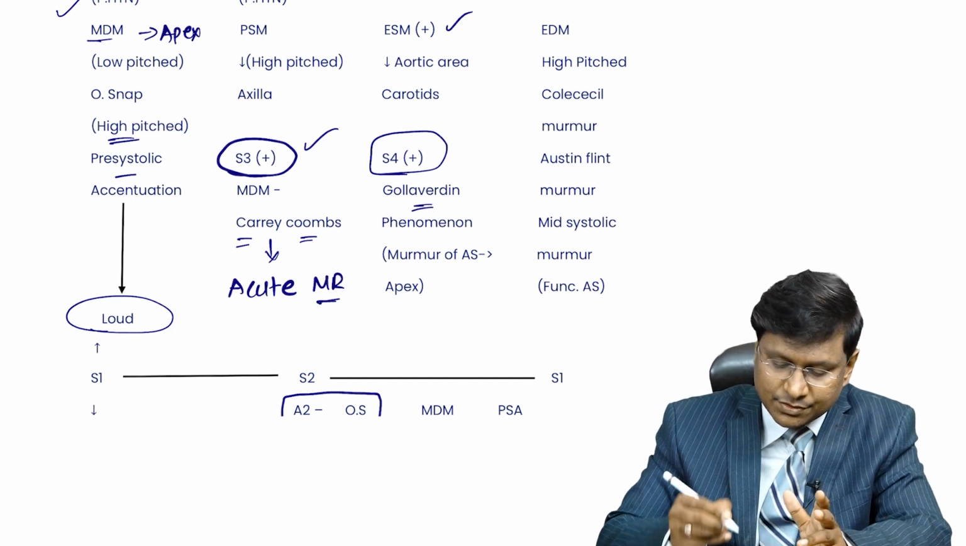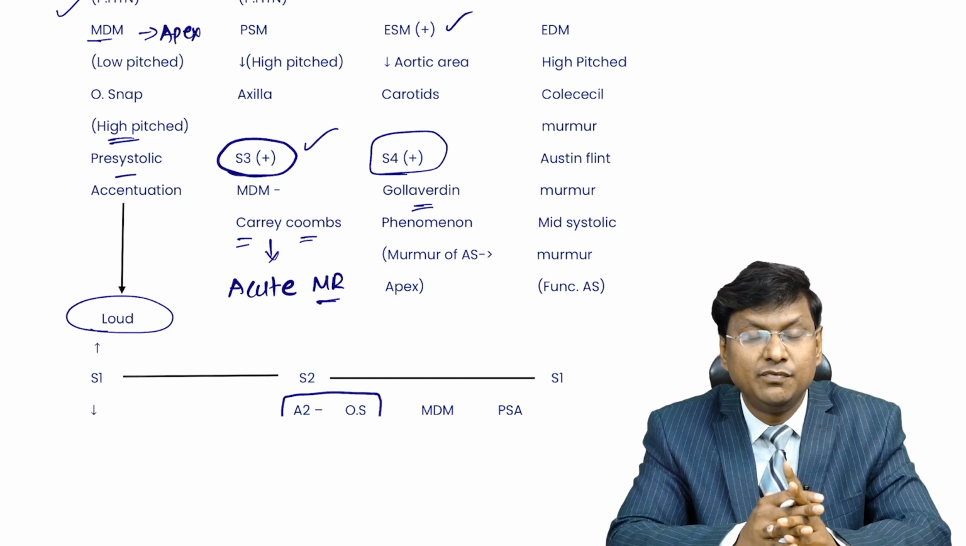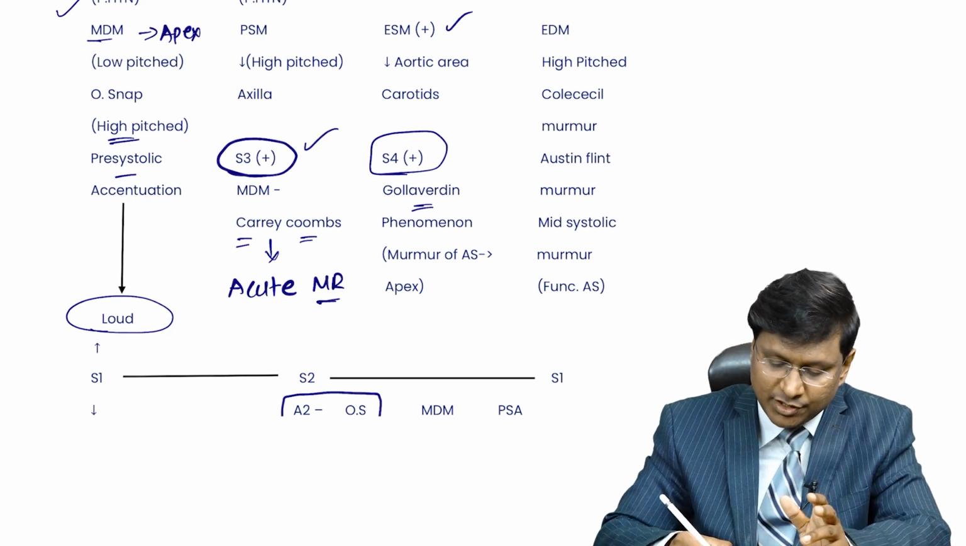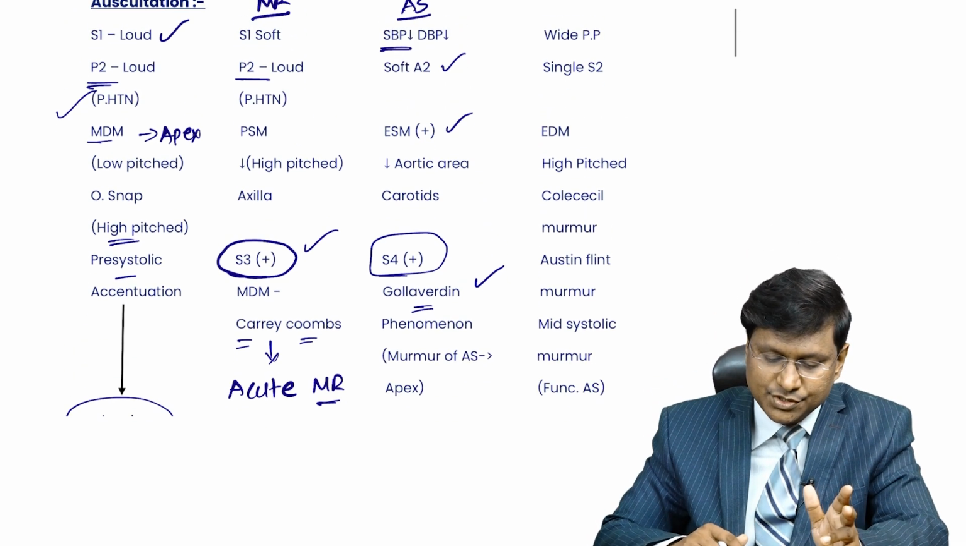And in these patients, you will have what is called the Gallavardin phenomenon. The Gallavardin phenomenon is that the murmur of AS will be radiating to the apex. That is what is called the Gallavardin phenomenon, right? So that is your AS.